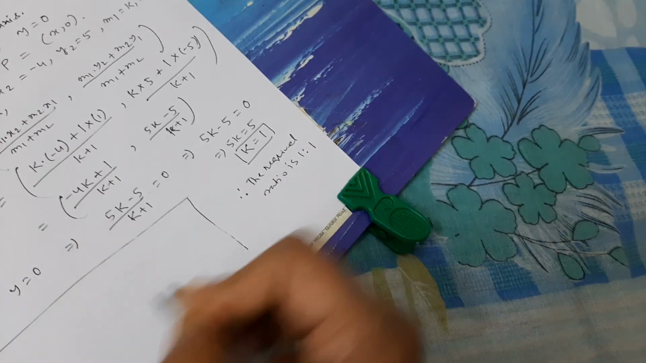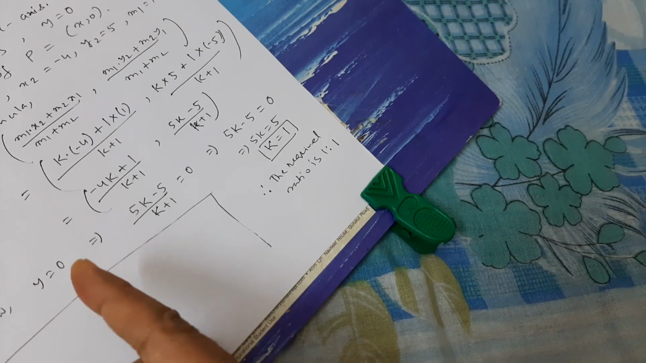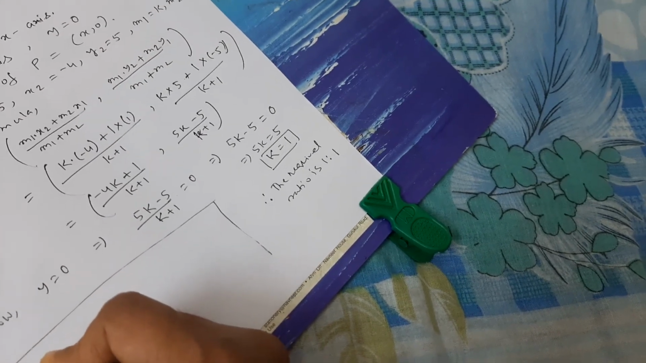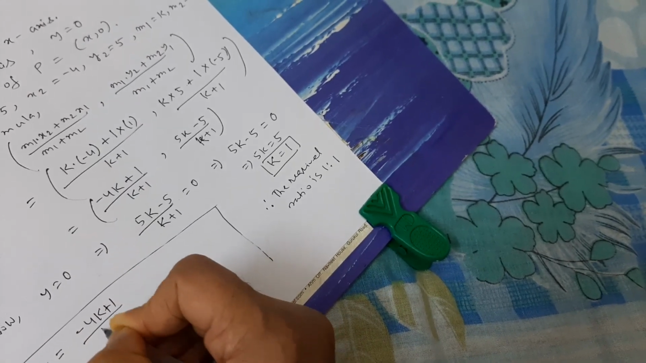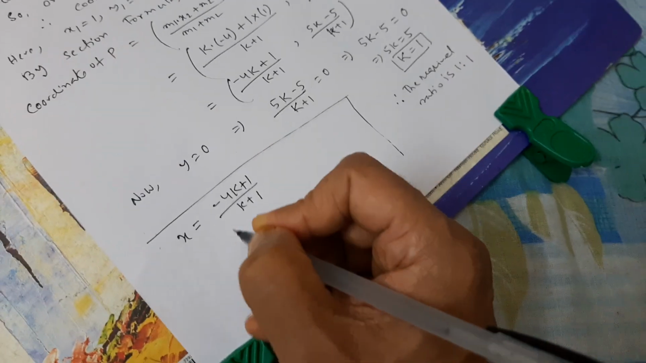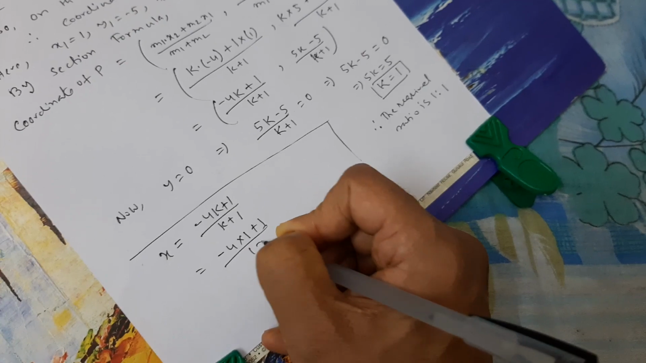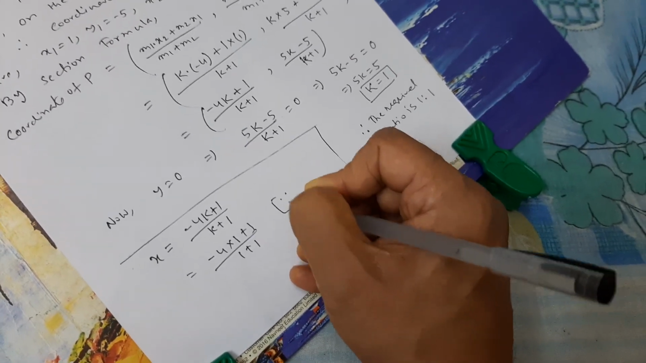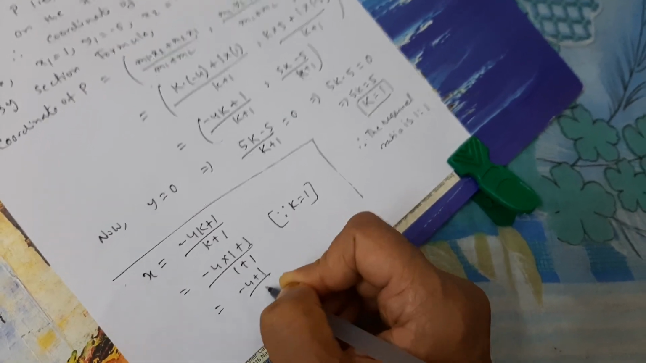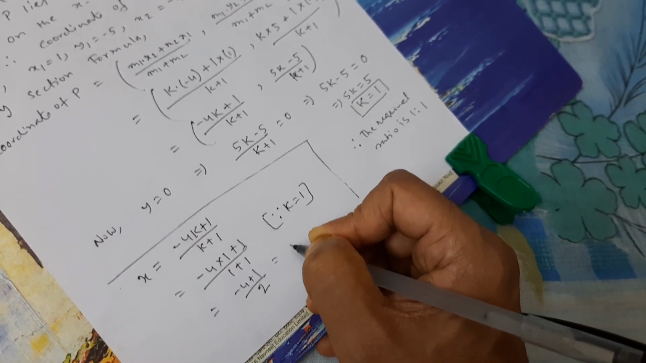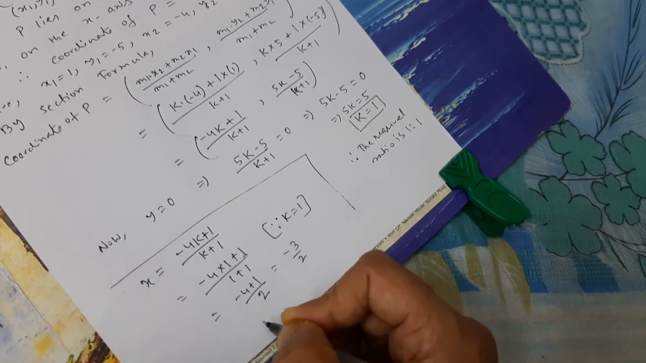So now putting the value of k equal to 1 in the coordinate of x. So x equal to (-4k plus 1) by (k plus 1). Minus 4 into 1 plus 1 by 1 plus 1, because since k equal to 1 already we got. So minus 4 plus 1 by 2. Minus 4 plus 1 minus 3 by 2. So x equal to -3 by 2.